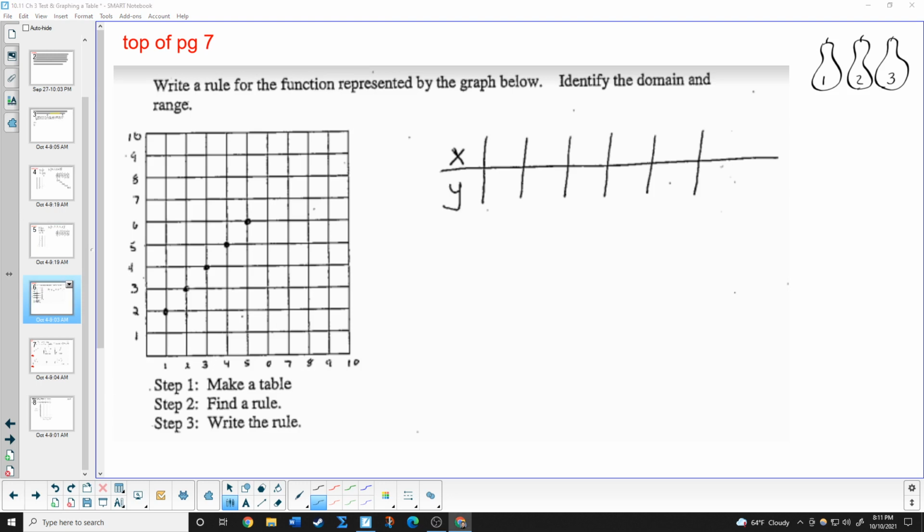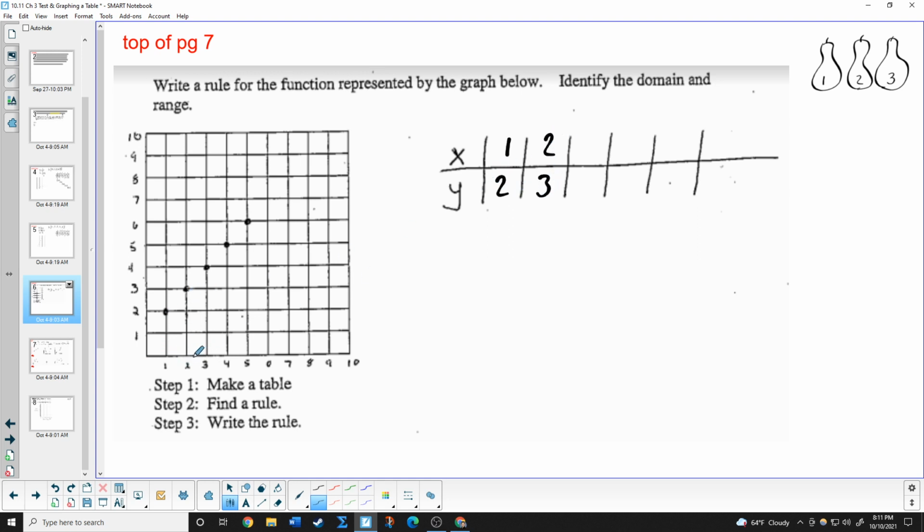All right, at the top of page 7, it is asking us to write a rule. So we're going to write an equation, a function, for the given graph with these ordered pairs. My recommendation is go ahead and write out what these ordered pairs are. Okay, we have 1, 2. Make sure you don't switch up the x's and y's. We go on the x-axis first. So right 1, up 2. Then 2 on the x and 3 up the y.